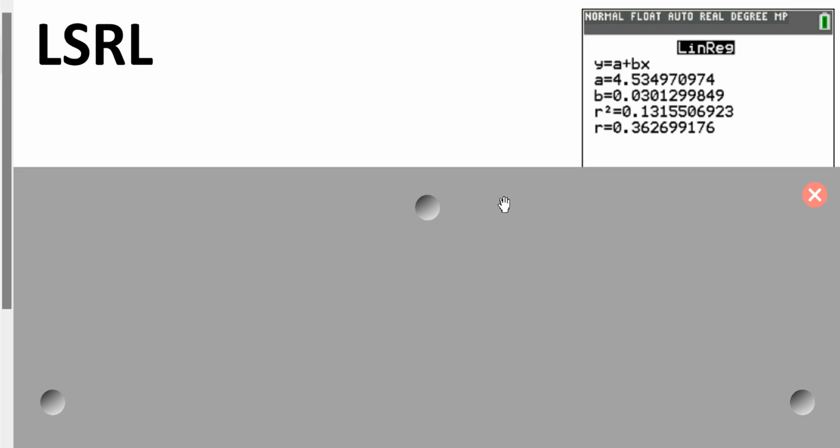Now, we can write the equation of this linear regression, the LSRL, the least square regression line, which would be y hat, remember this is a predicted amount, equals 4.535 plus 0.0301 x. That's our least square regression line.